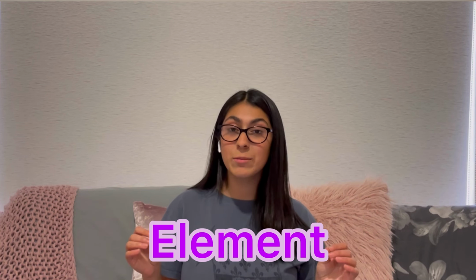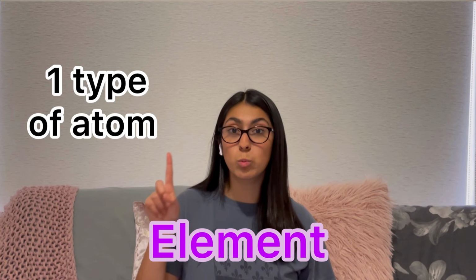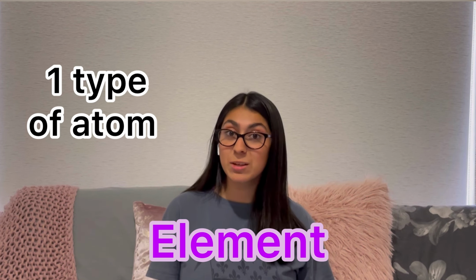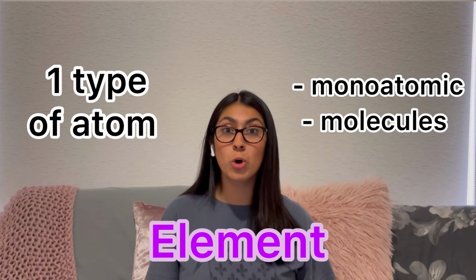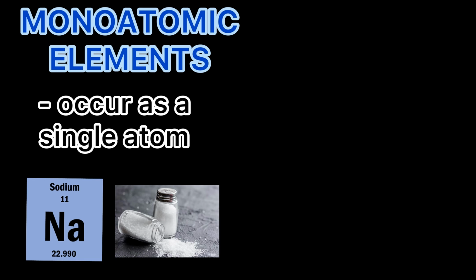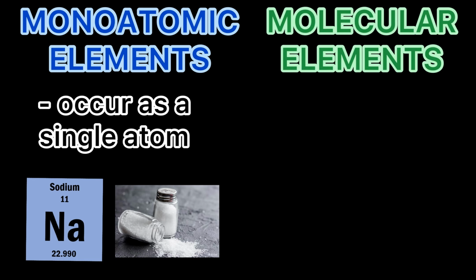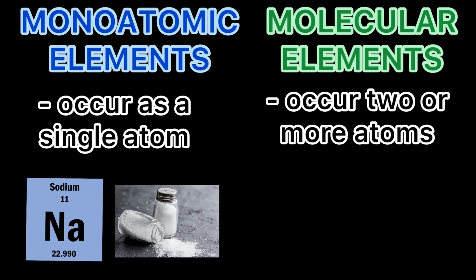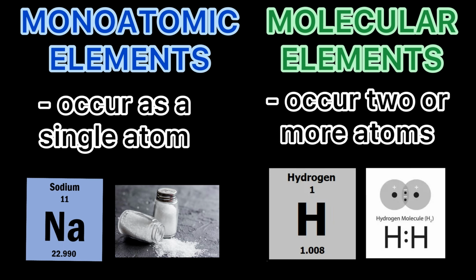So atoms can make up elements or compounds, and an element is any substance that is made up of just one type of atom. Elements can occur as monoatomic or molecular elements, and monoatomic elements are those that occur as just one single atom. For example, sodium, which appears just as Na. On the other hand, molecular elements occur as two or more atoms of the same type. For example, hydrogen, which is H2.